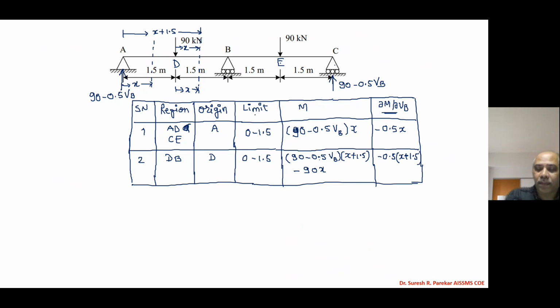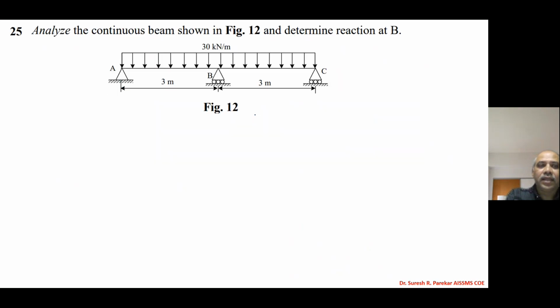So this is one problem which is from the question bank. Then we analyze the continuous beam shown in the figure and determine the reaction at B. Then again we go to step 1, static indeterminacy.